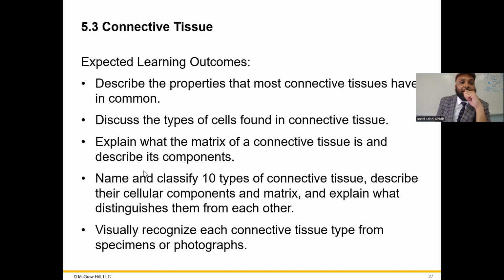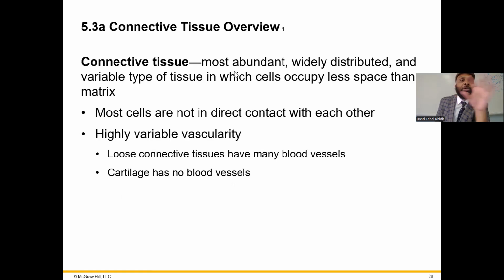Now let's talk about the connective tissue. The connective tissue is the most abundant of all the 4 types of tissue. It is widely distributed, and it is a variable type of tissue in which the cells occupy less space than the matrix. So most cells are not in direct contact with each other.